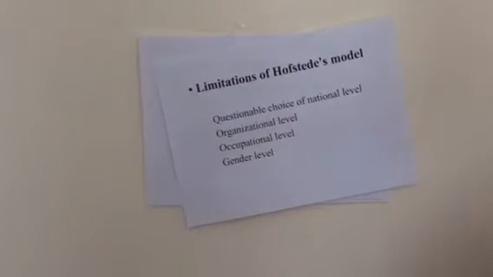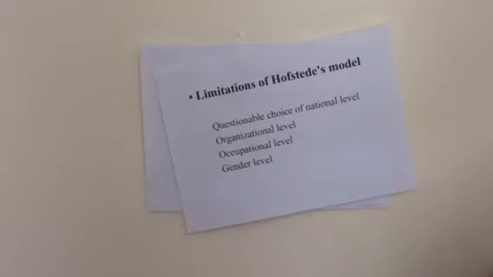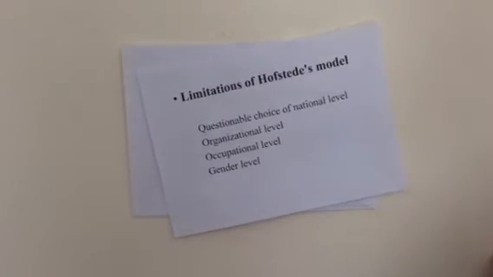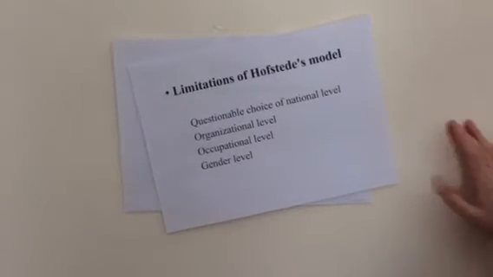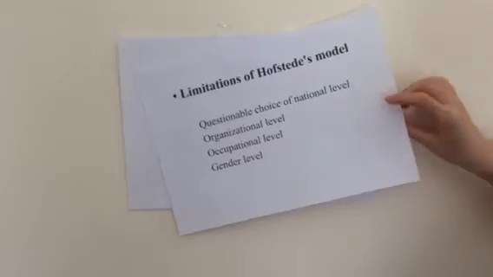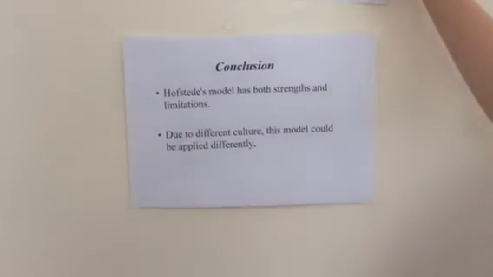The second one is the organizational level. The third one is the occupational level. The last one is the gender level. Those four limitations are about the Hofstede model. Conclusion.